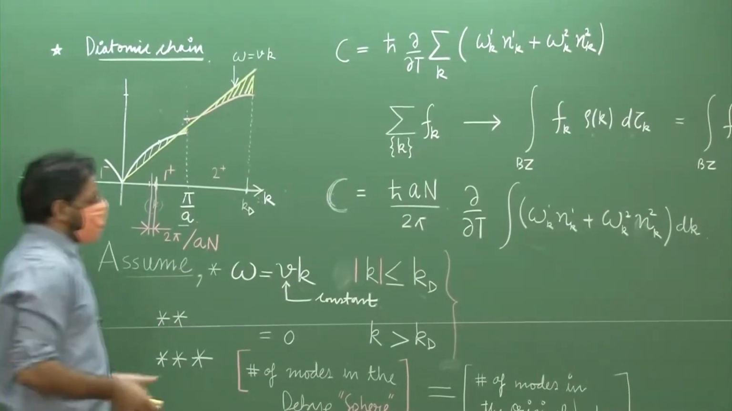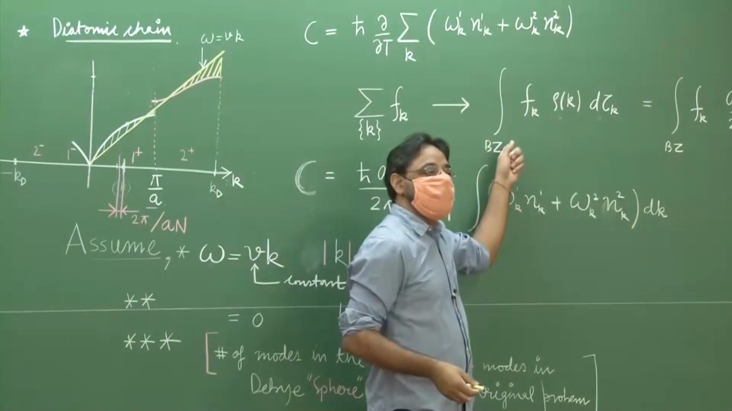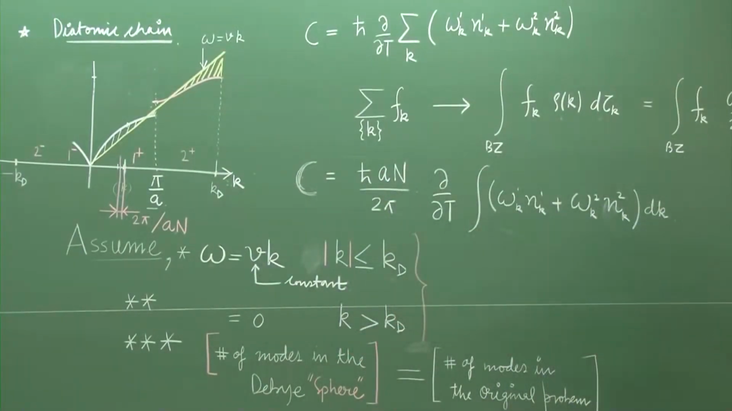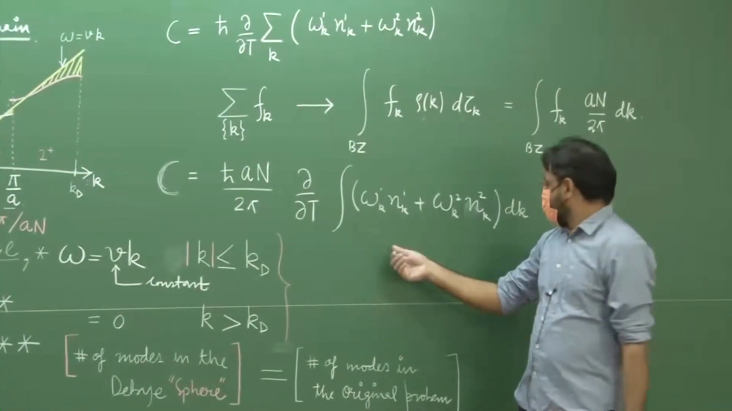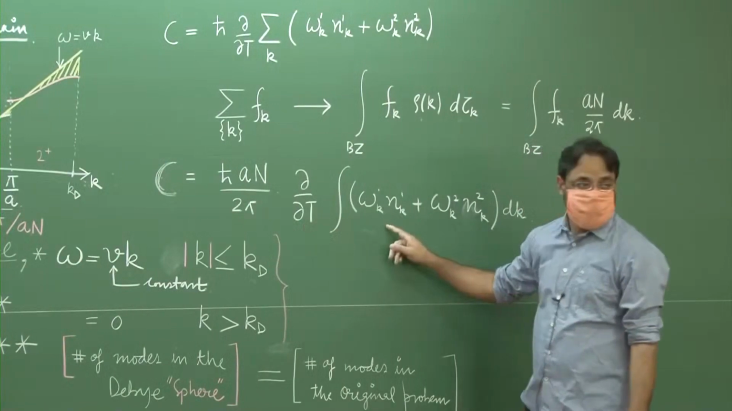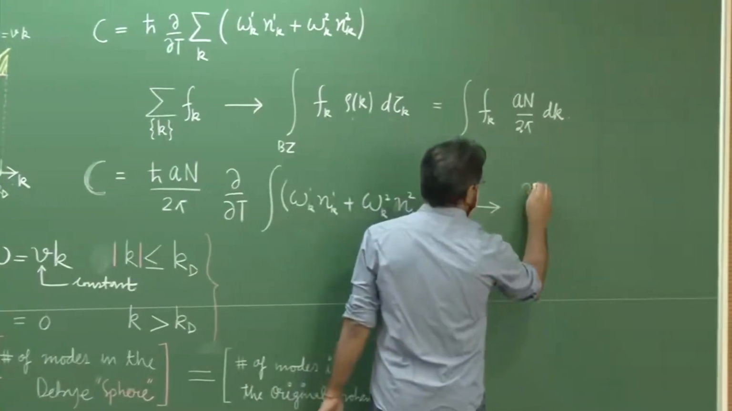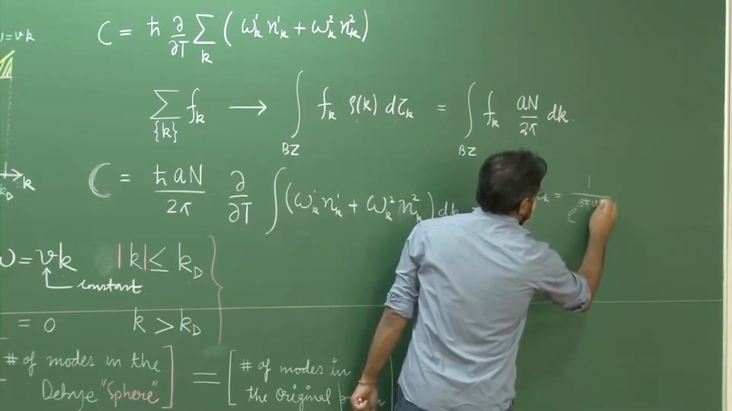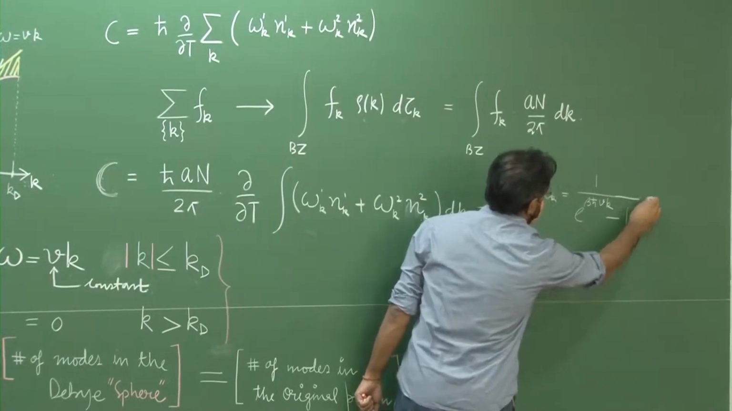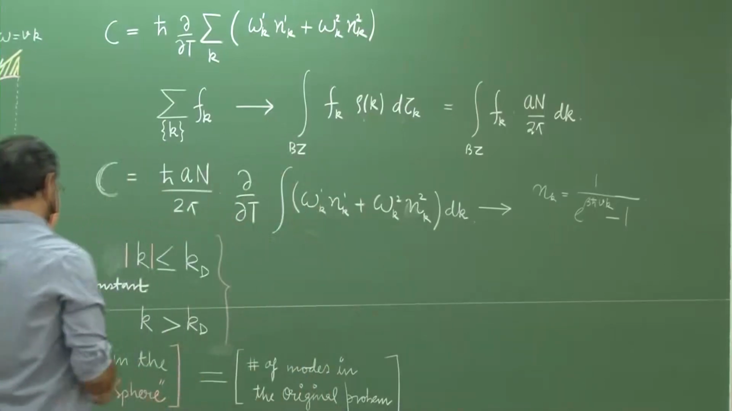So what do you have to do now? You will replace omega by vk, and integrate from 0 to kD. Done. You may still have to use numerical integration because in n_k you have the temperature dependence, so you have to take the derivative of that. So this is a solvable problem. For n_k you will now write 1 over exponential of beta h-bar vk minus 1. Take the temperature derivative, then integrate it and so on, and you will get the answer.